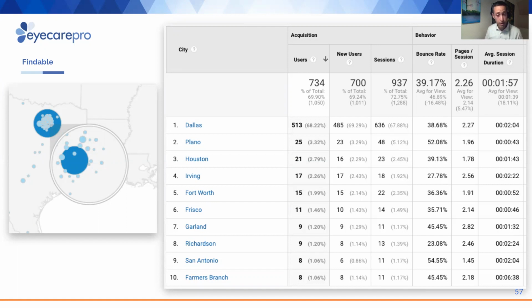Now, that's not all bad. It doesn't mean those 39% didn't find what they wanted. Often somebody will come in, find the address, find the phone number, find exactly what they need, and they're done. So the average of the traffic that came from Dallas was over 2 minutes on the site.